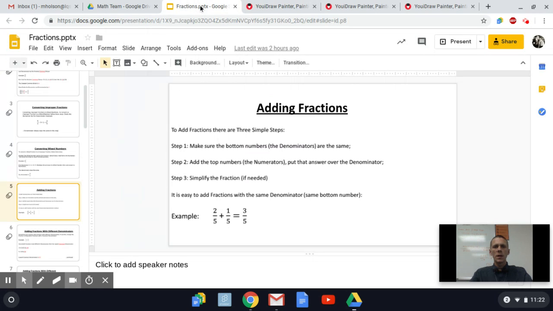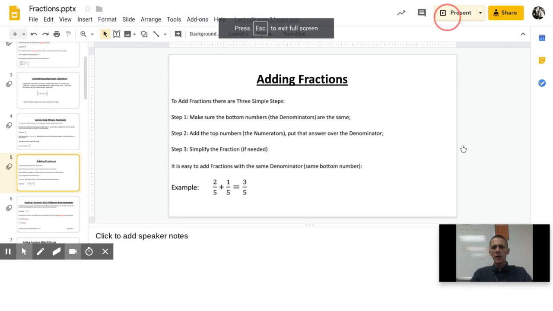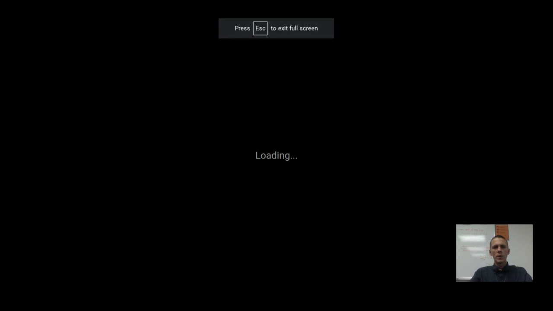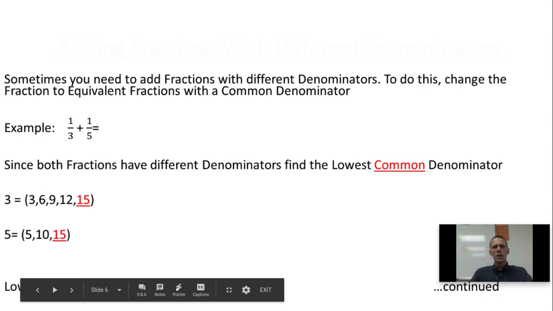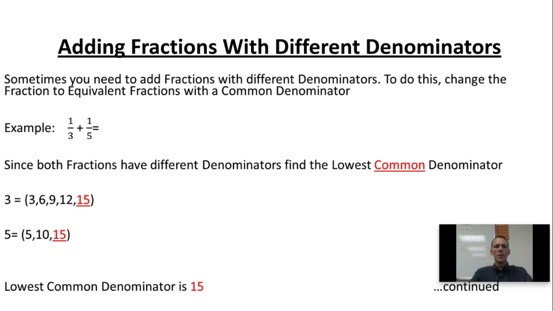All right, let's go ahead and get to the next slide, everybody. The next slide is going to be adding fractions with different denominators. Now, this is kind of a headache when it comes to fractions. I believe adding and subtracting are the most difficult because they have the most steps to follow.